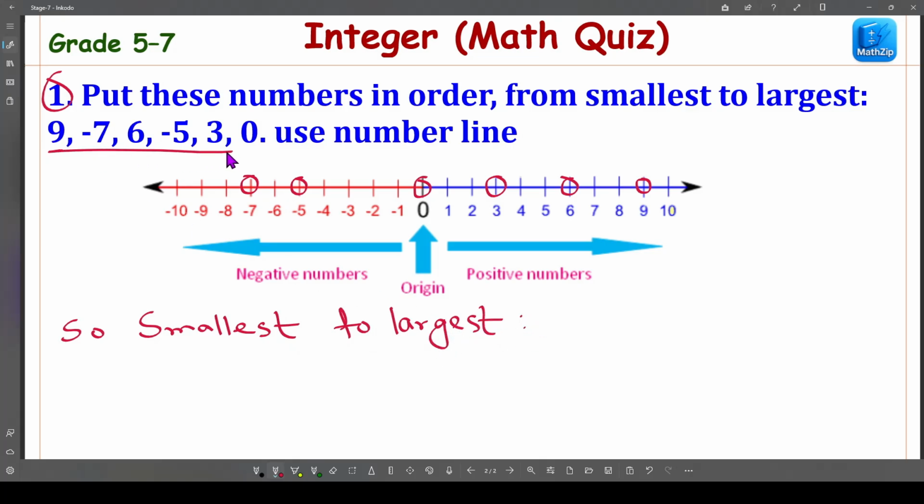Here are random numbers. We don't understand which is large or small, but by number line we can easily write. Here at the topmost left is -7. This is the smallest. Then what? -5. Then 0. Then 3. Then 6 and finally 9. This is smallest to largest. Very easy and simple. So once you are facing these kinds of problems, you should use a number line. So the first question answer is done.